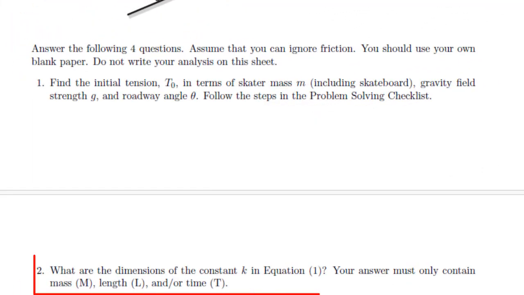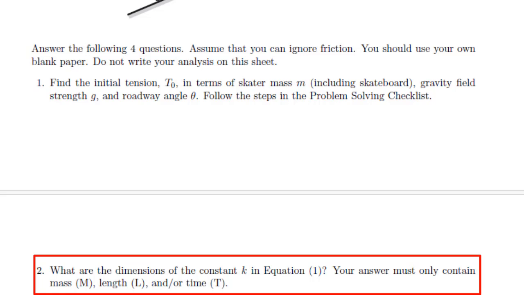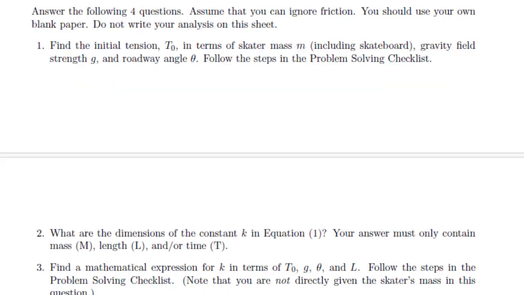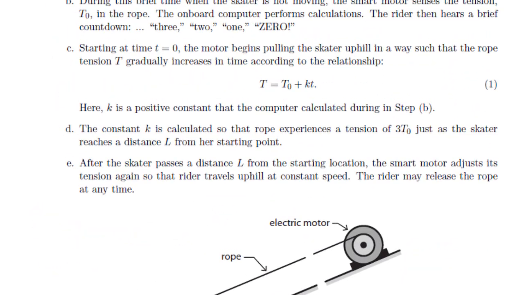It says, what are the dimensions of the constant k in equation number 1? Right, let's go back here, look at equation number 1. So this is the expression for the tension, right? So the tension was the initial tension T0 plus some constant k times time. What are the dimensions of that k?